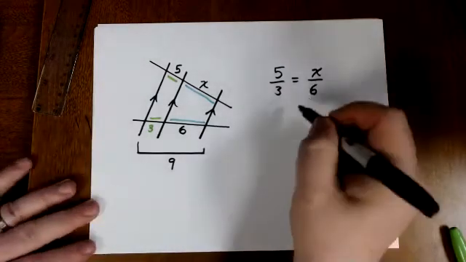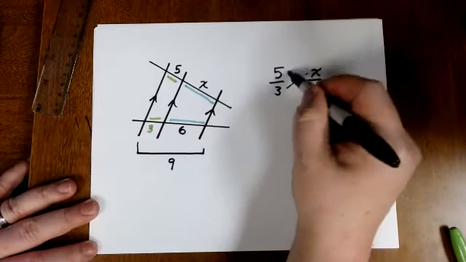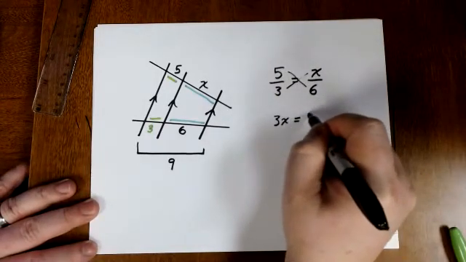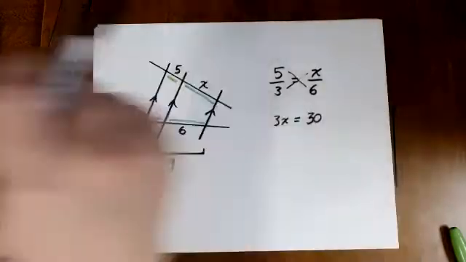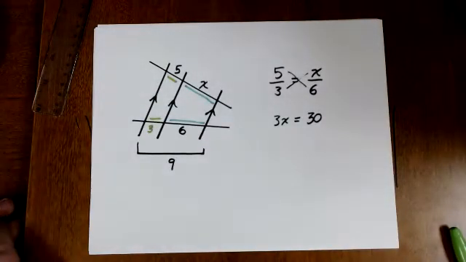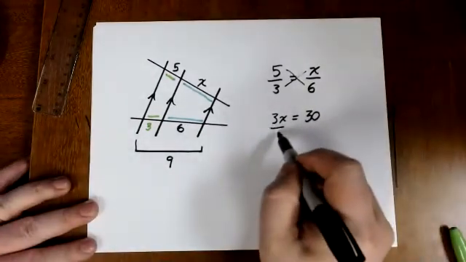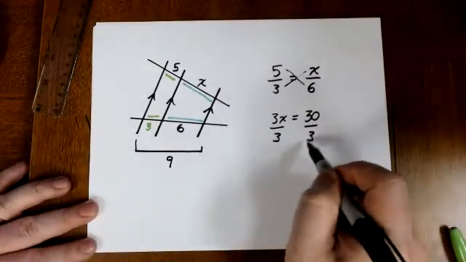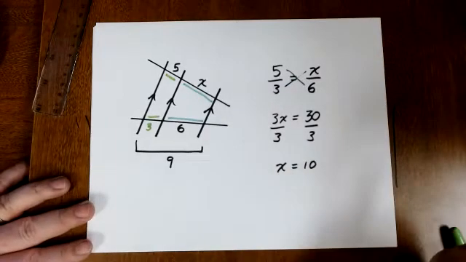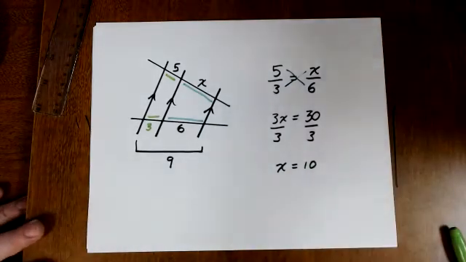Okay, good. So we cross multiply. 3 times X and 5 times 6 is 30. And now we divide by 3. And so X is 10. Okay.